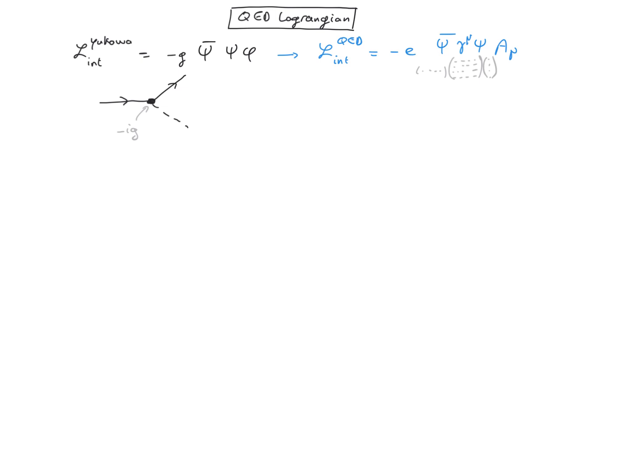For QED, the rules are more or less the same, except that now we have to change the scalar bosonic line to a vector bosonic line, and also the value of the vertex changes in order to account for the gamma mu matrix.